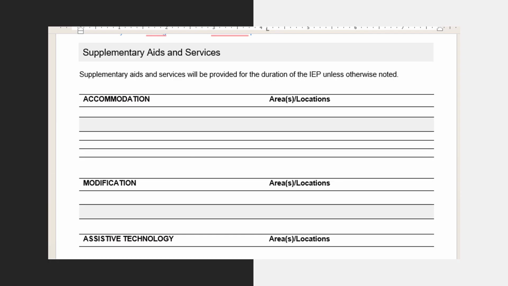And then this slide, supplementary aids and services. So maybe a student needs assistive technology, a wheelchair, may need the classroom modified, possibly need outside consultation, and may need a one-on-one paraprofessional, and these services may need to be provided for the duration of the IEP, if otherwise noted.